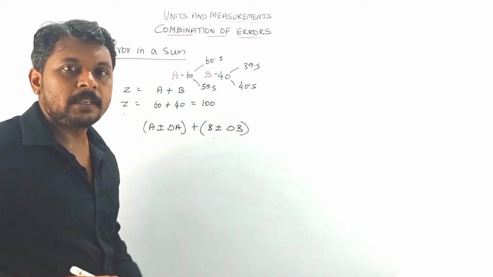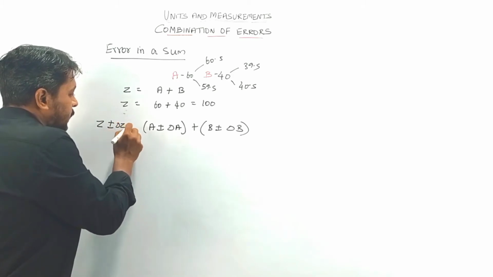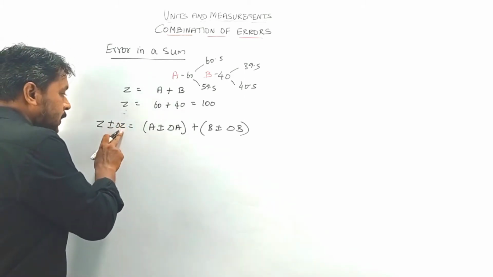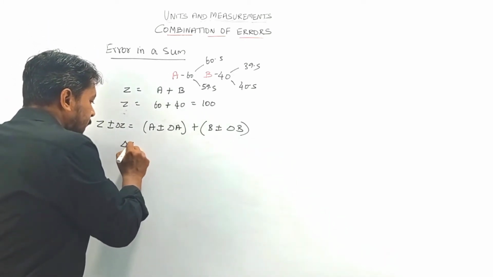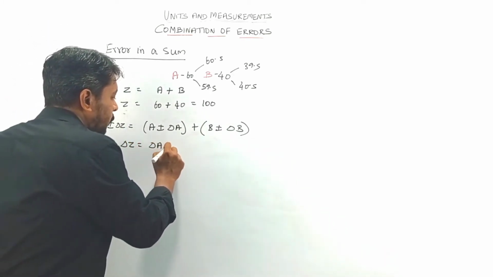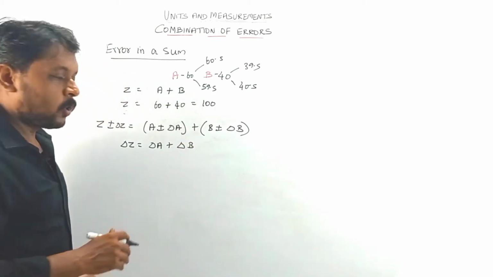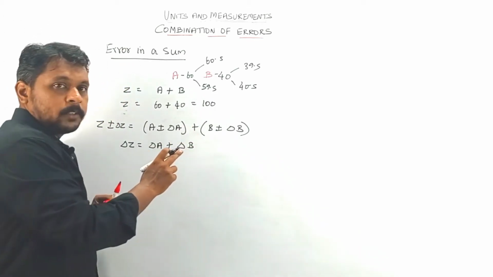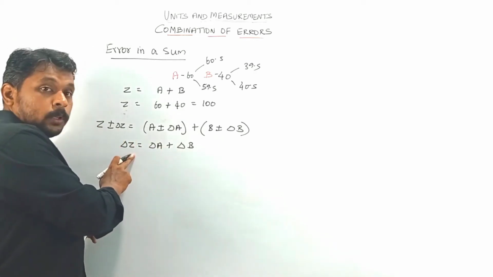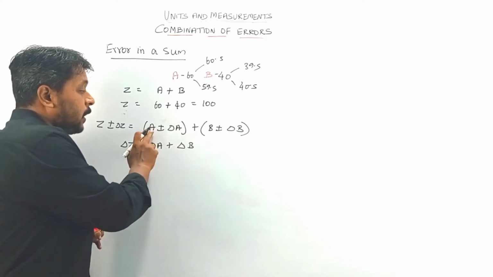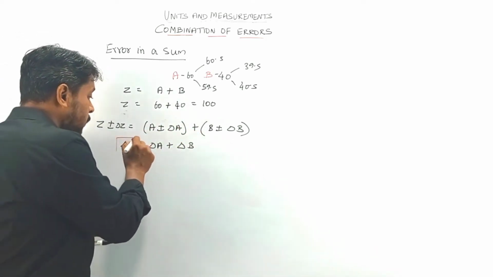How will you represent Z? Z plus or minus delta Z, where delta Z is the error in Z. So what is delta Z now? Delta Z is equal to delta A plus delta B. The error in the final output or final result will be equal to the addition of the errors in the individual quantities. This is the rule framed.